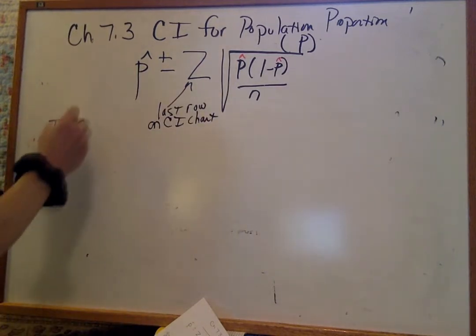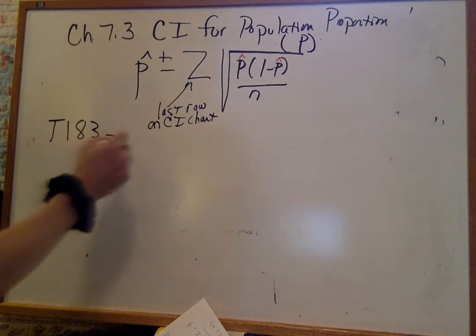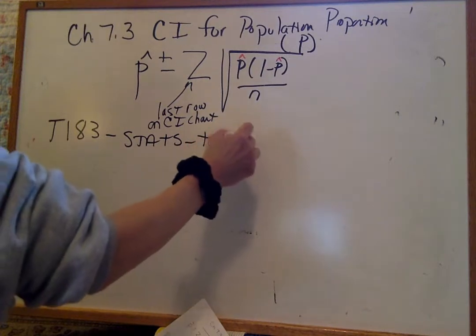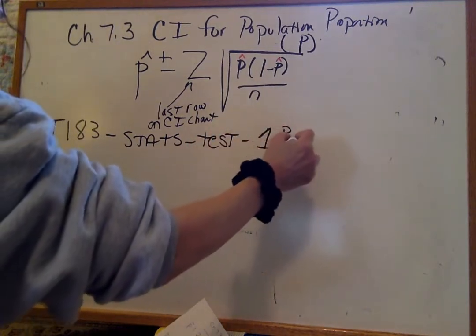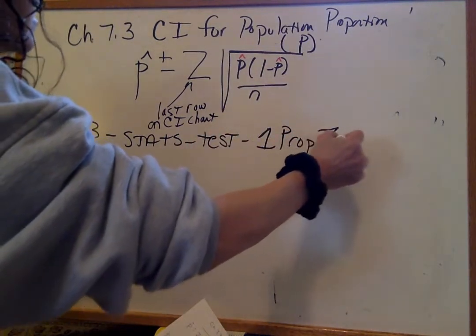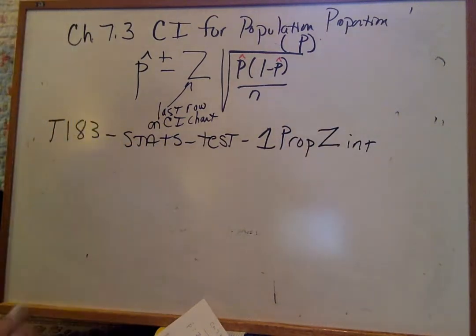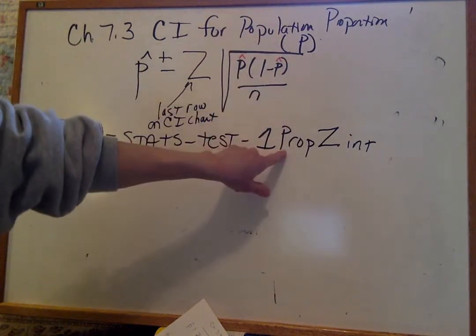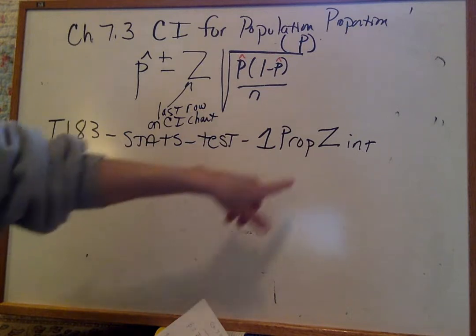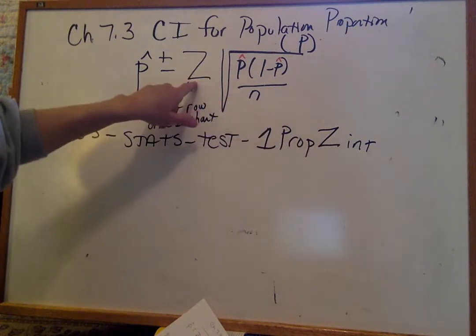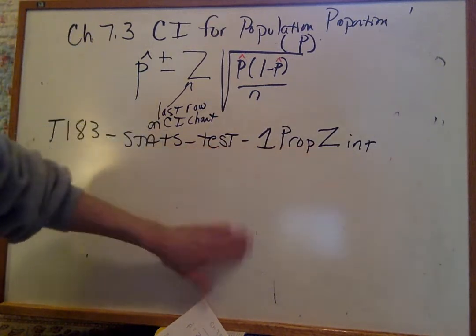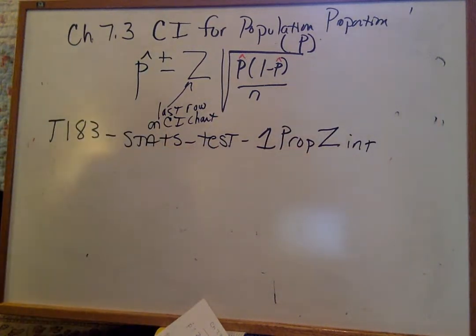When we go to our TI-83, it's going to be stats, test, 1, prop, z, int. The int is for interval. They just ran out of space for the title. Prop is for proportion. We're only doing one proportion. And then the z is referencing that there is a z in the formula. So it's very easy to memorize these shortcuts on your calculator.